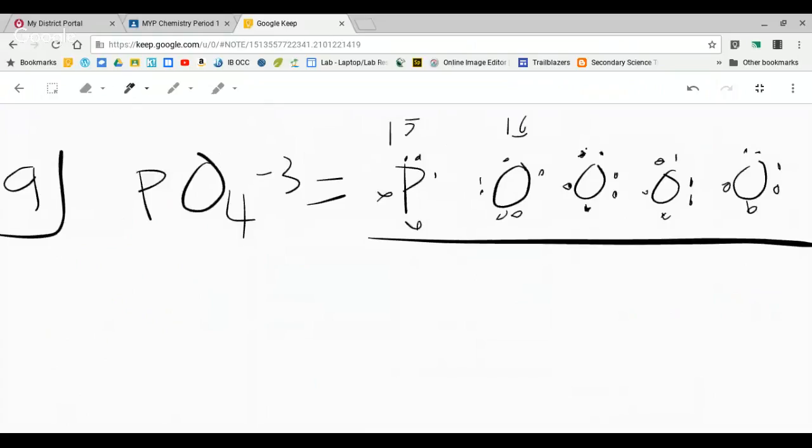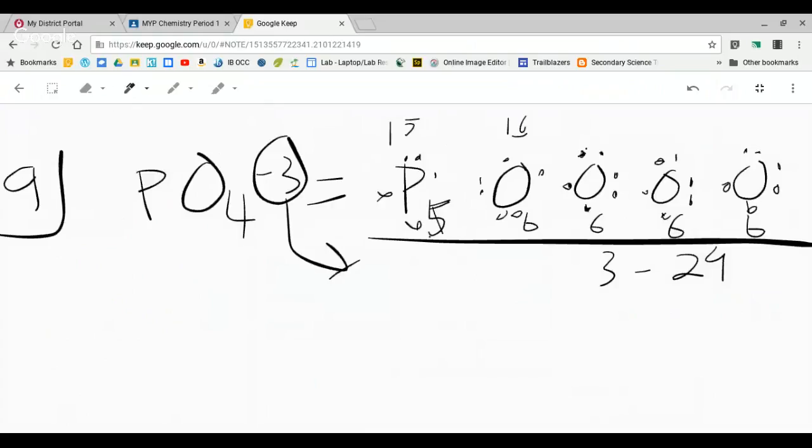If you were to count up all these dots, we got 6 valence electrons, another 6 here, another 6 here, 6 here. That's 24. Then we got 5 here. So we have a total of 29 valence electrons just from the elements. This -3 tells us we have 3 more electrons. So we have a total of 32 valence electrons in this molecule.